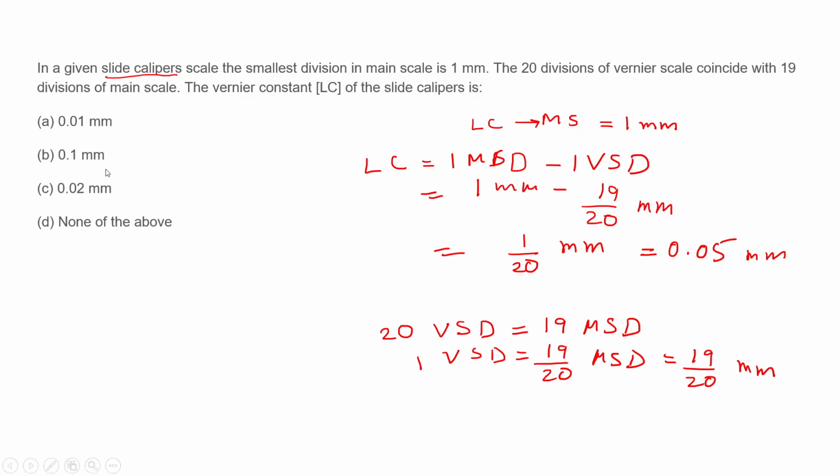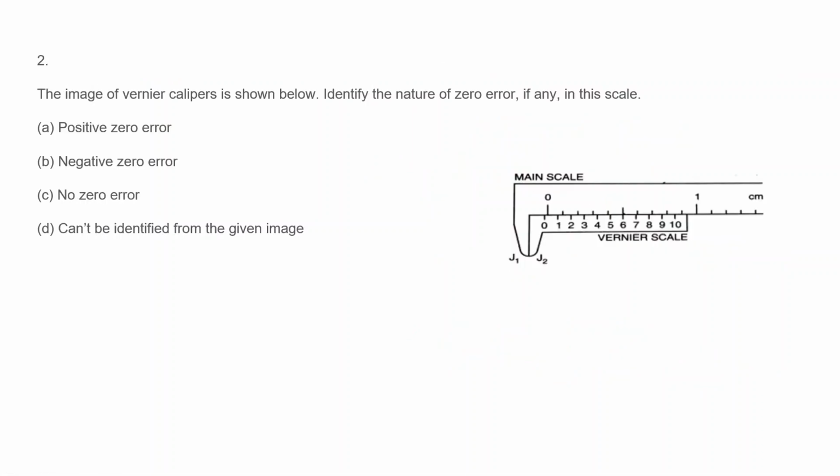I think there is some mistake here, or maybe the option is none of the above, because our formula is correct and it should come to 0.05, that is 1 over 20. I think it's correct, it should come like this. Okay, so moving to the next question.